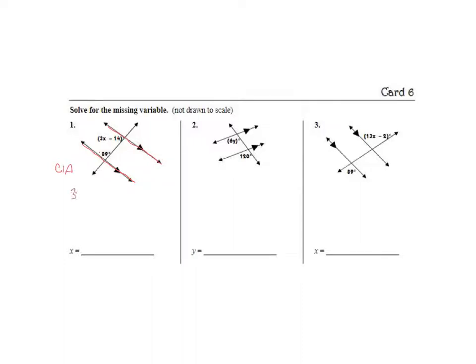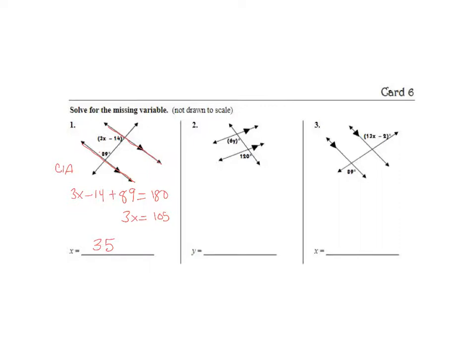So I'm going to take the 3x minus 14 and add it to the 89, and that should equal 180. So that's the equation we're going to have to set up. And if we solve that, then we should have that x is 35.